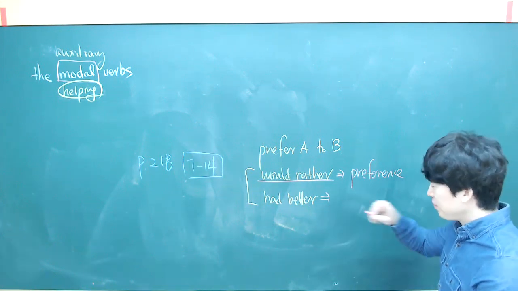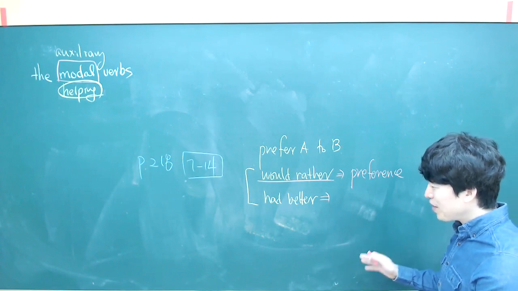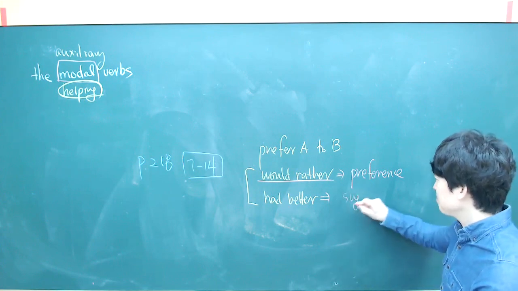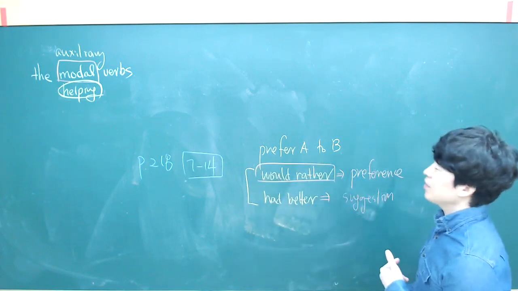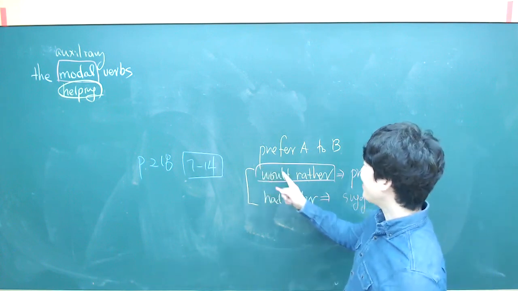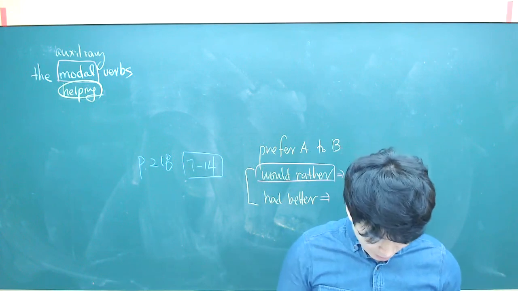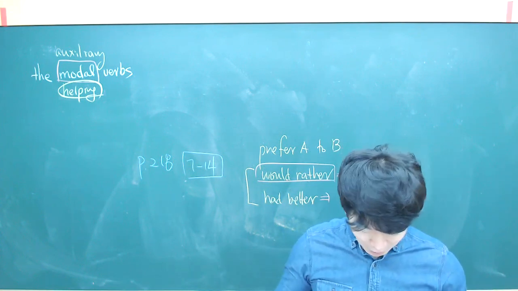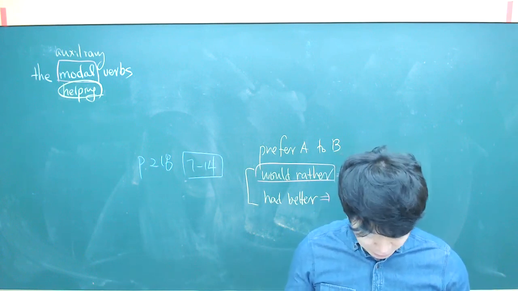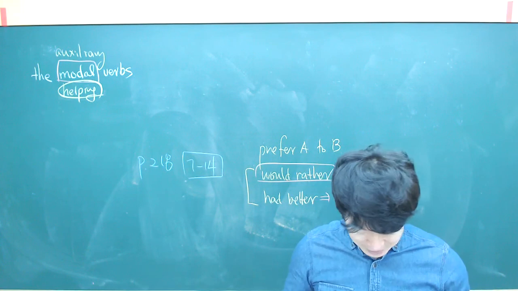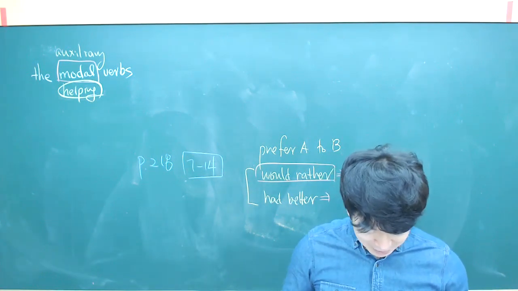Had better. You'd better go outside tonight for exercise. Suggestion. The abbreviation is 'd. I'd rather stay inside tonight because I'm very tired. Prefer apples to oranges. Prefer watching TV to studying. I like apples better than oranges. I like watching TV better than studying. And would rather have an apple than an orange.